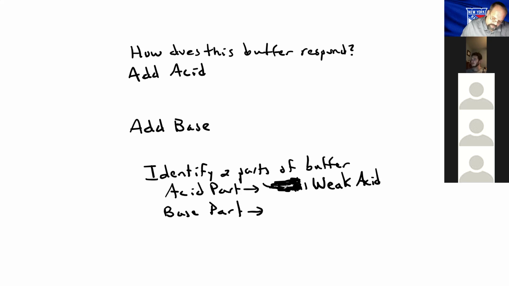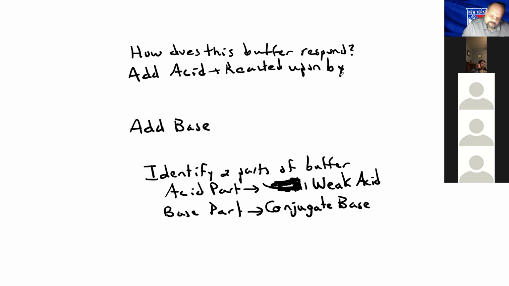And then the conjugate base, which again is going to come from the salt, is going to be the base part of the buffer. So it's as straightforward as that. The acid part's going to be the weak acid. The base part is going to be the conjugate base. So if we add acid here, it's going to be reacted upon by the base part of the buffer.